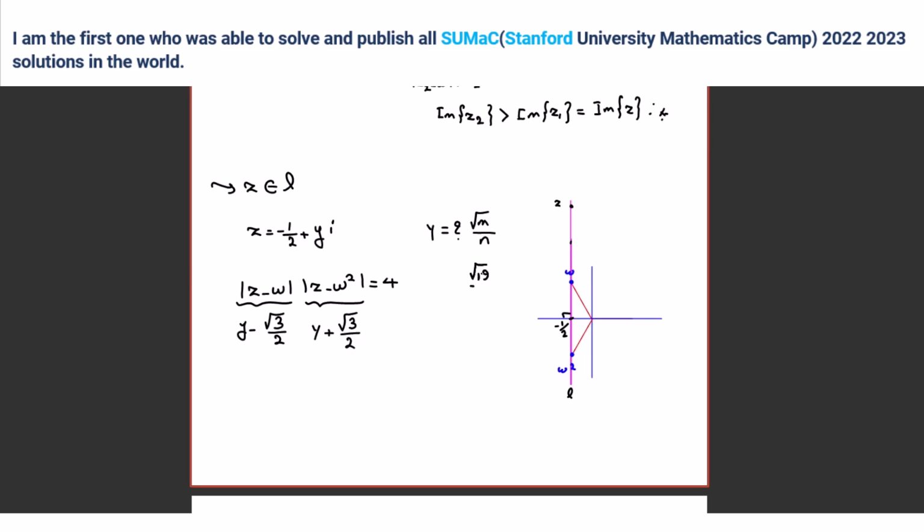So the answer is what? 21. Yes. So 21. Let's check. Y squared is equal to 4 plus 3 over 4, which is 19 over 4. So y is positive, square root of 19 over 2. And yes, the answer is 21. Understood how we solve this? Yeah. Okay.